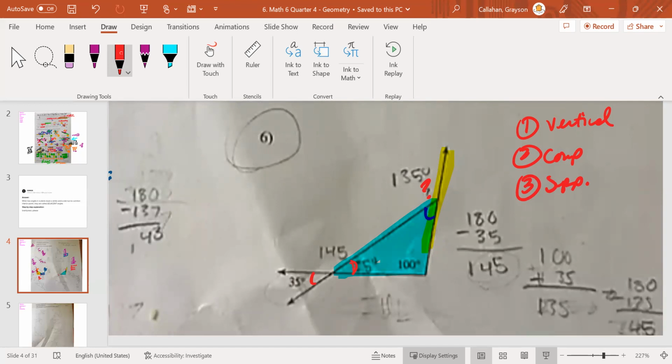So this is 35. What is this angle going to be right here? What is this angle right here? This angle here is 35. What's this angle right there?